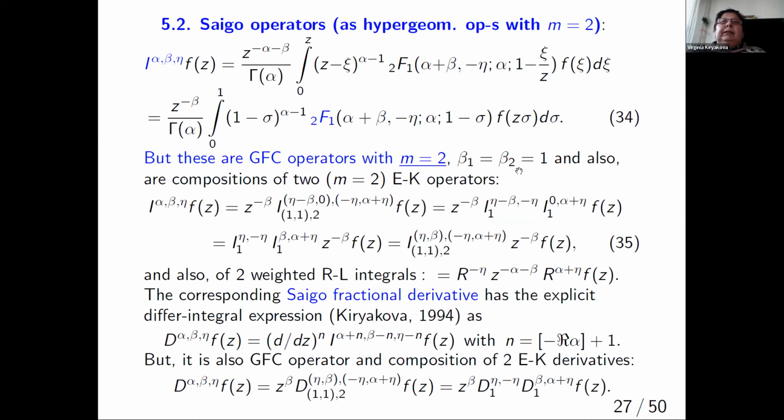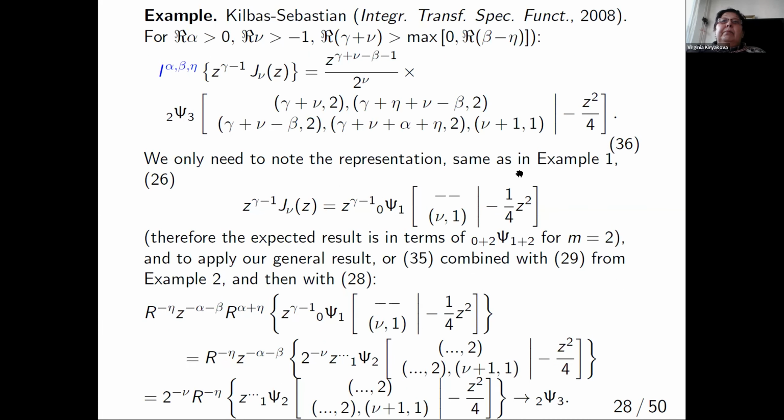For Saigo operators, as mentioned, these appear as special cases in our operators for m equal to 2, and then we consider them as compositions of two commuting Erdélyi-Kober operators. We can have many examples from other earlier papers, that Saigo operators of the Bessel function give the predicted result.